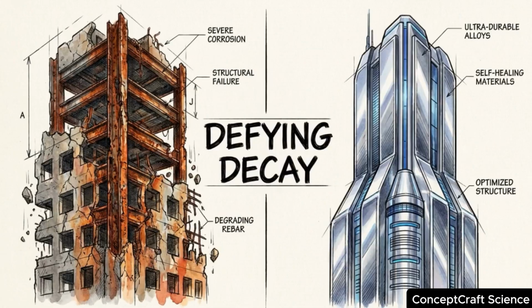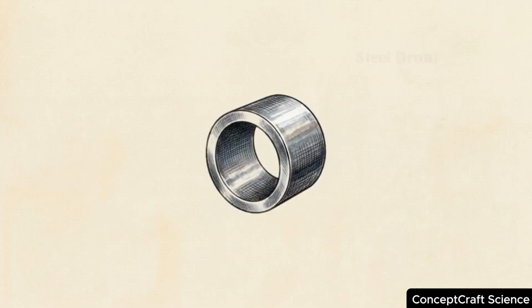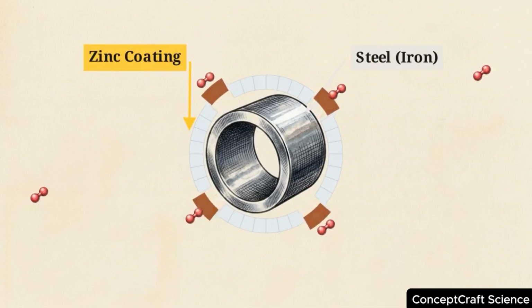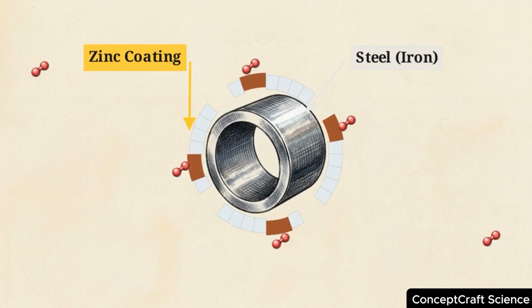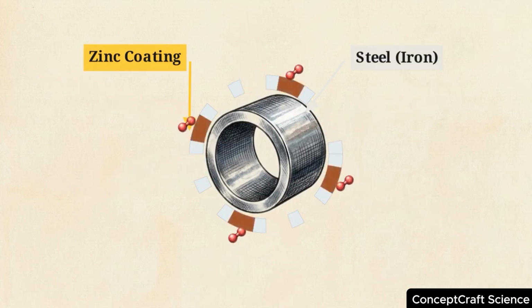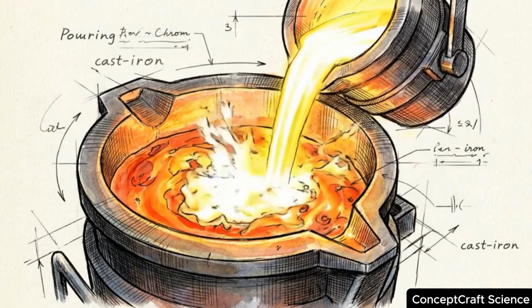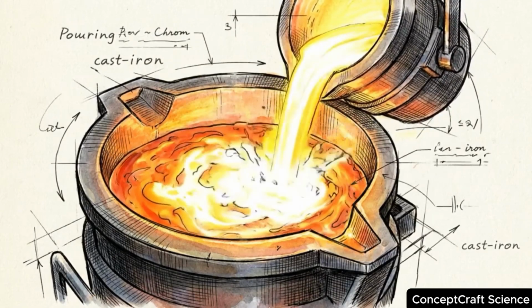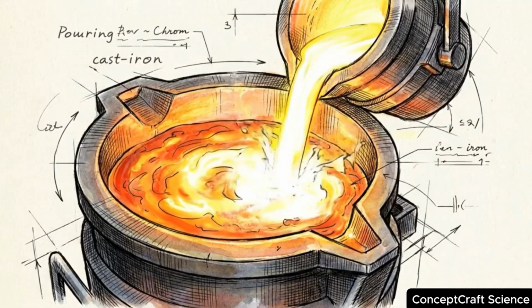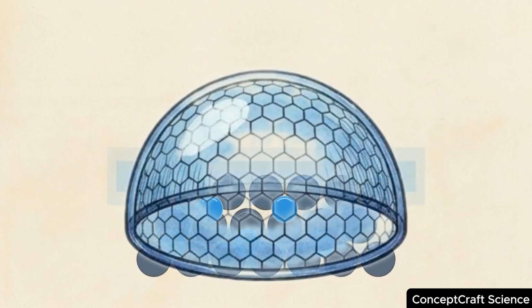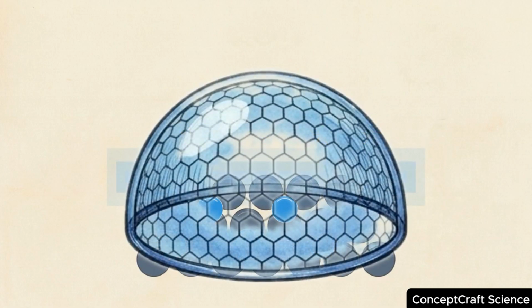To stop our cities from crumbling, we have to cheat time. One method is sacrificial protection. By coating a steel pipe in a layer of zinc, a process called galvanizing, the more reactive zinc corrodes first, absorbing the damage and keeping the iron underneath safe. An even deeper intervention is alloying. By melting different elements together, like adding chromium to iron to make stainless steel, we alter the metal's internal crystal structure. This creates a barrier that physically blocks oxygen from reacting.